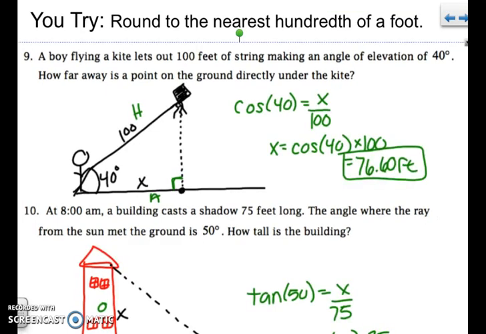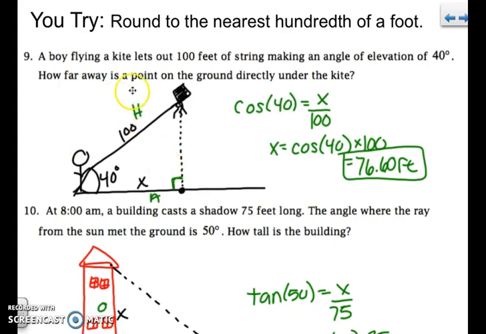Let's talk about these 4 problems. So you have a boy flying a kite. You had to make sure that the kite was apart from the boy, because when you put a kite up in the air, it goes the opposite direction, otherwise it wouldn't be flying in the air. And it had 100 feet of string. So you've got the person holding a kite with 100 feet of string, making an angle of elevation of 40 degrees. It didn't give you an eye level, so we just knew that this angle right here would be 40 degrees. How far away is a point on the ground directly under the kite?